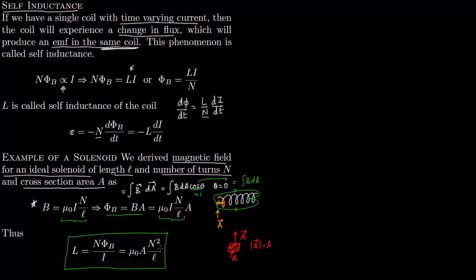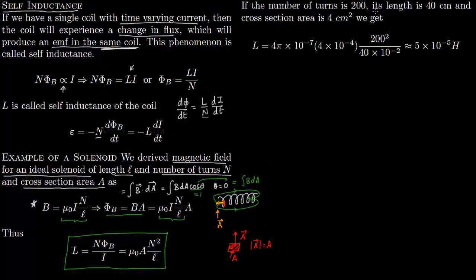Now we just compute an example where we plug in some numbers. Say the number of turns N is 200, the length L is 40, and the cross section area A is 4 centimeters square. You plug into the formula right here. Mu naught is 4 pi into 10 to the power minus 7. We put in the area, N square divided by the length. So you get approximately 5 into 10 to the power of minus 5 Henry.